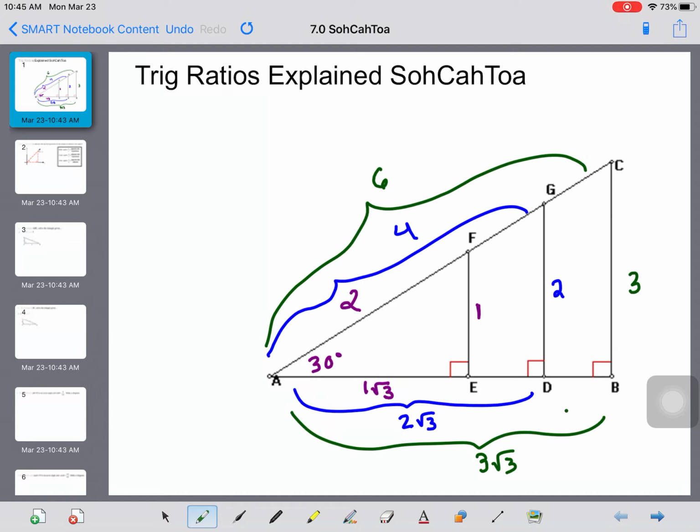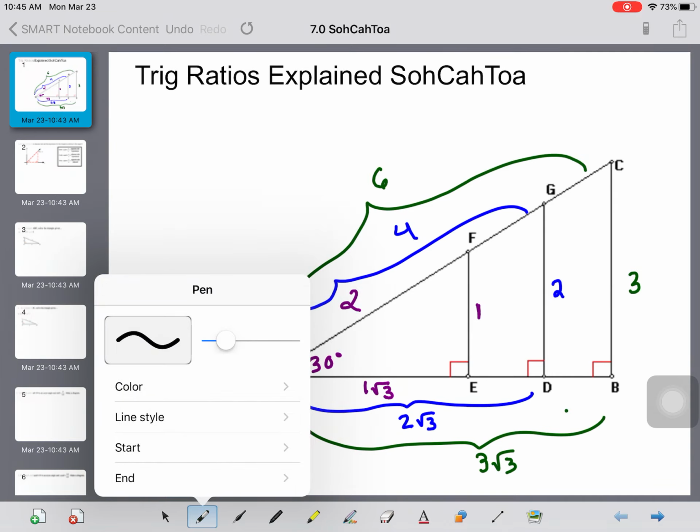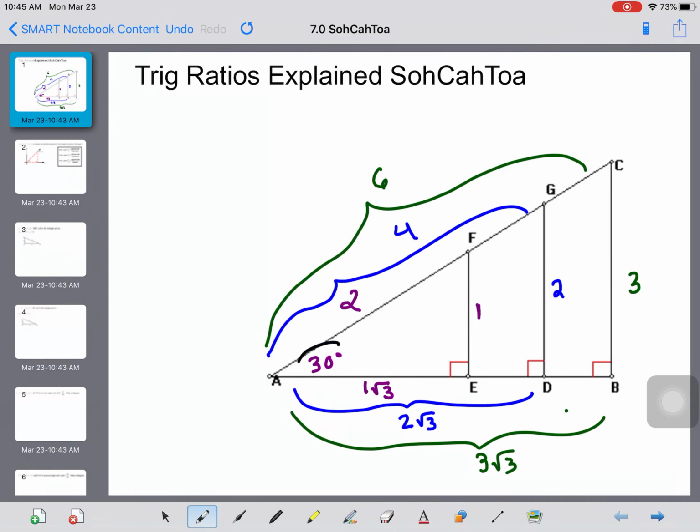Something interesting about this is if I want to think about certain relationships that appear in this kind of triangle, in reference to this angle 30, this side is called the opposite side. So this 1, 2, and 3 side. This side down here is called adjacent. Adjacent means next to the angle. And then this one up here is called the hypotenuse. You can think of a hippo kind of going up the ramp. I can't really draw a hippo.